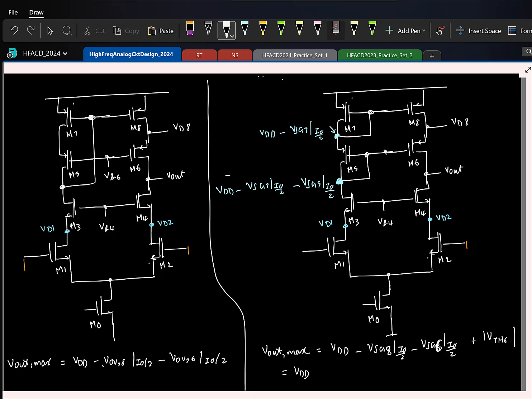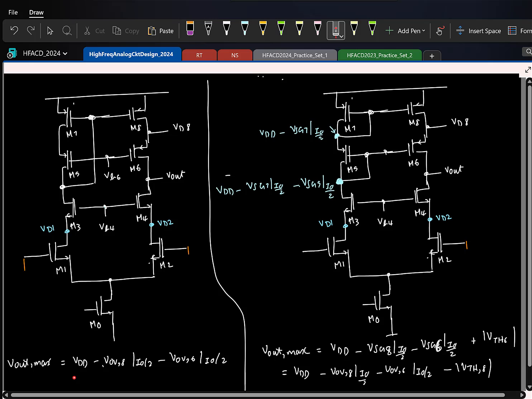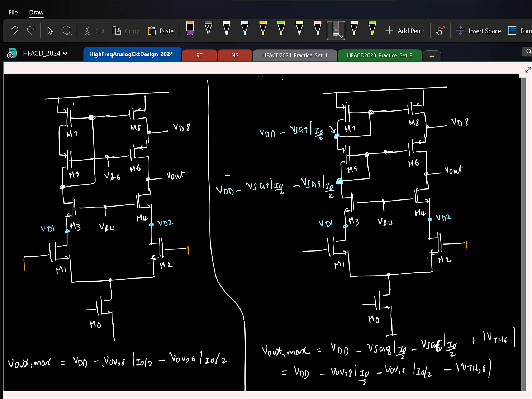VDD, the last term is the overdrive of M6, so that's straight away. And if I write it like this, overdrive of M8, so what is the additional term that should come? Minus VTH of 8. I've just simply rewritten the same thing. Okay. So now you compare the maximum you could get here and maximum you could get here. Which of this is higher? The left side is higher. Okay. So that's the main difference. With respect to small signal, everything is fine. This will have a higher output that you can achieve.